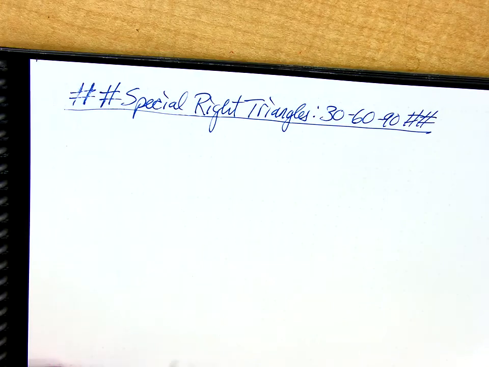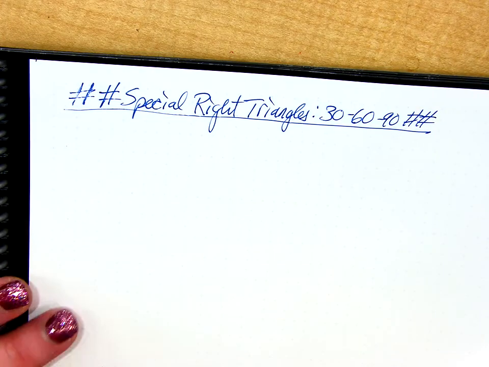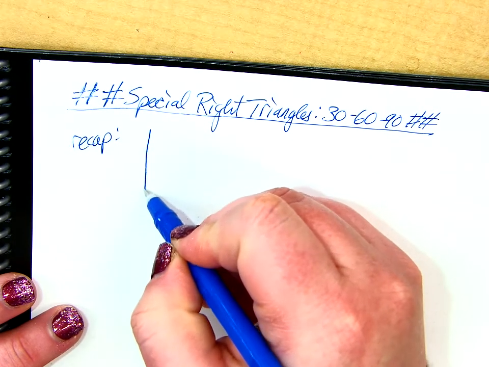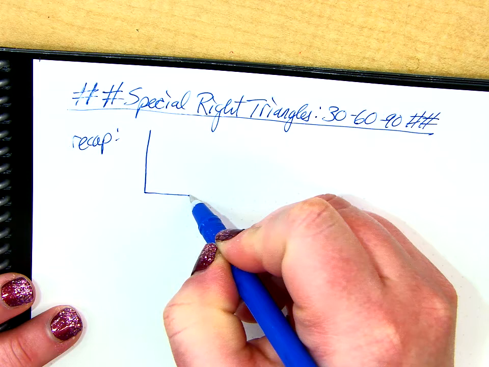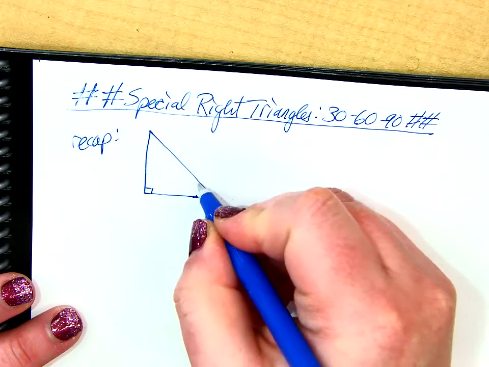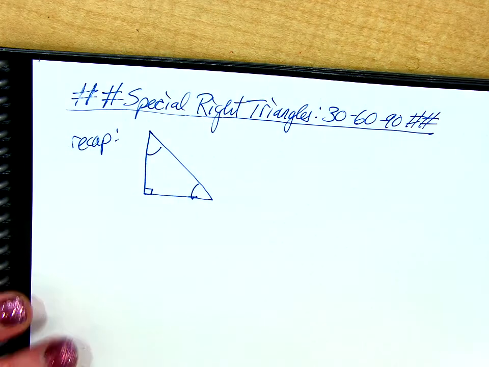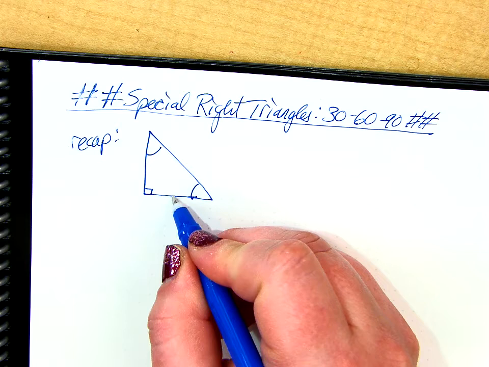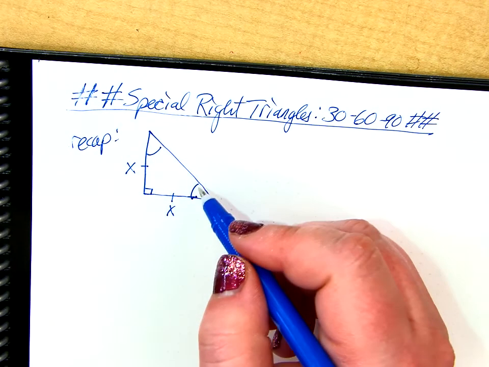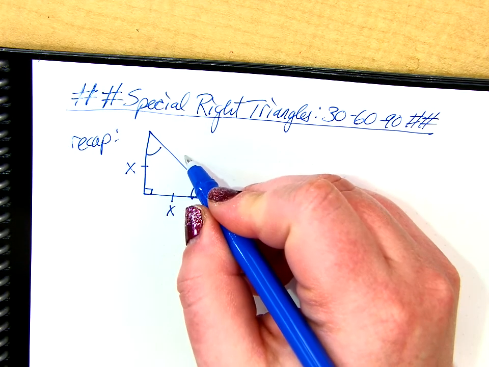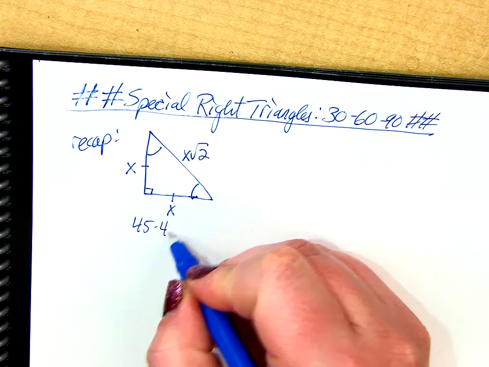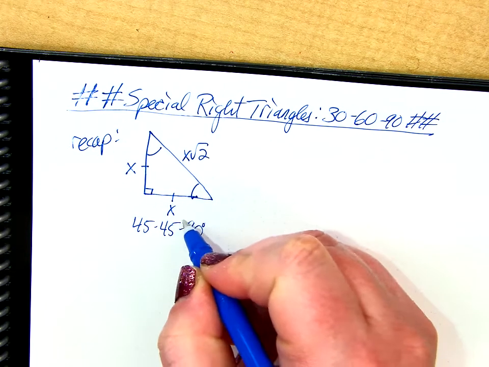Yesterday we talked about the 45, 45, 90 triangle, which, just to recap, let's just refresh our memory. If I have a 45, 45, 90 triangle, remember that means that one angle is 90, these two are equal to each other, and they're both 45, which means that two sides are the same. So we usually just call those two x, and then the hypotenuse is always x root 2. So that's our 45, 45, 90. Okay, and we did all that yesterday.